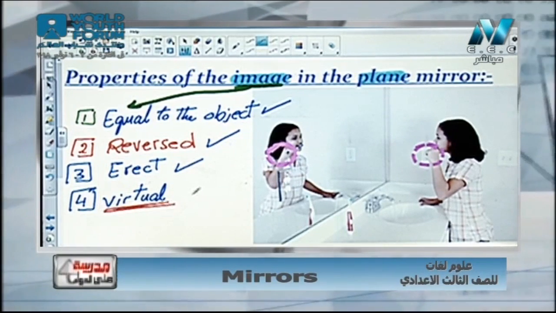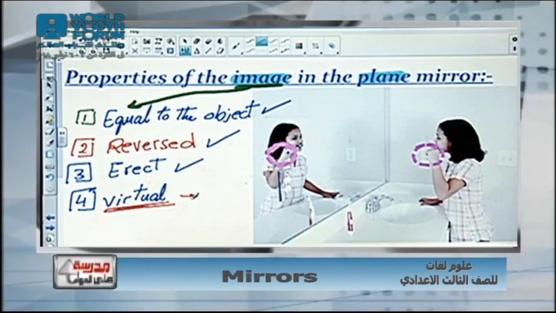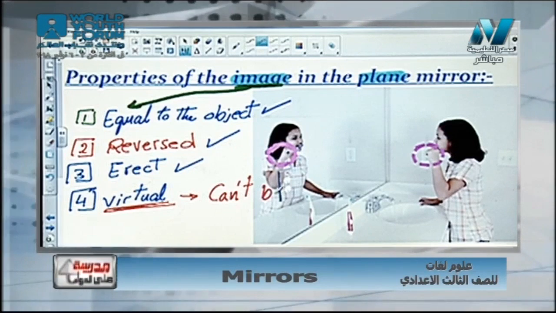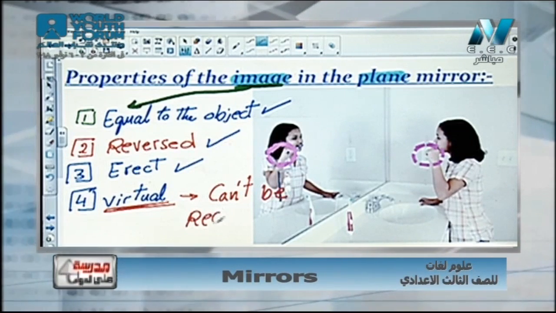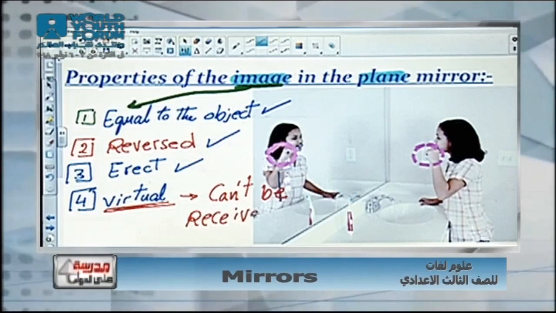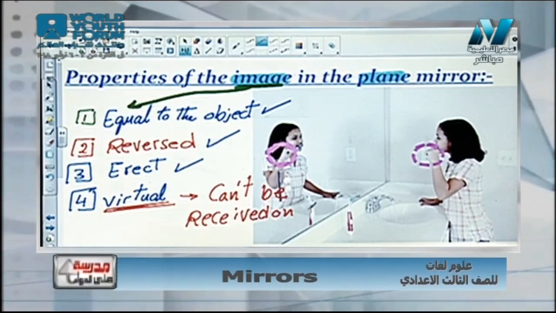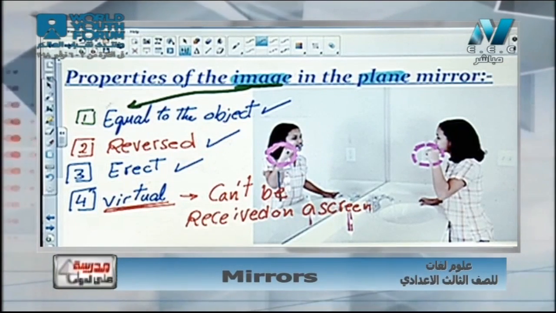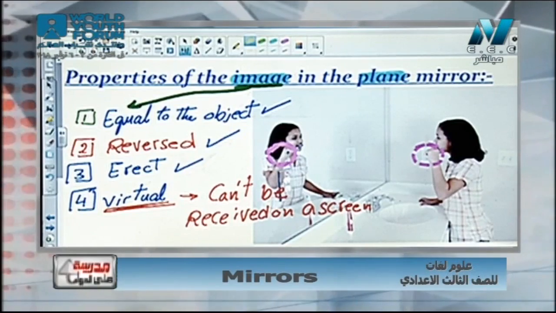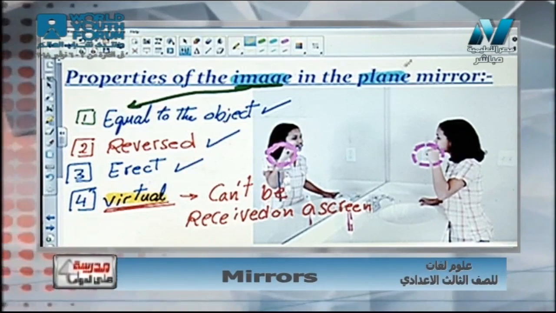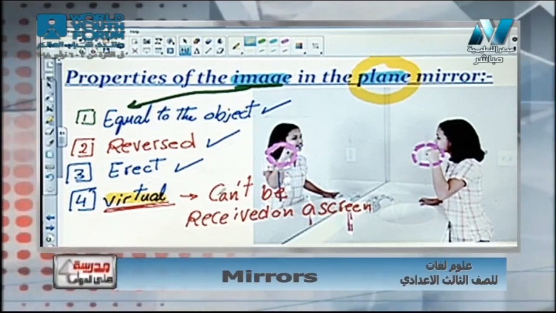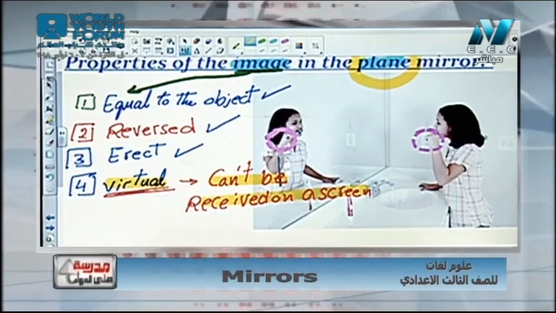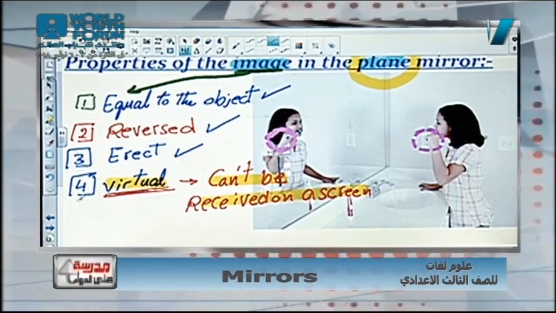So the image is virtual, and if asked to give a reason, because it can't be received on a screen. This image can't be captured on a screen. So here I say the image is virtual, and we talk about the plane mirror, because this image can't be received on a screen.